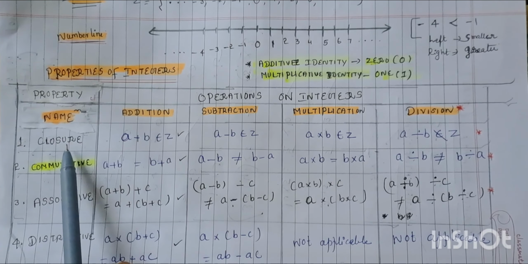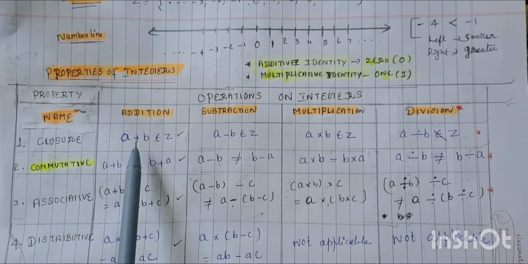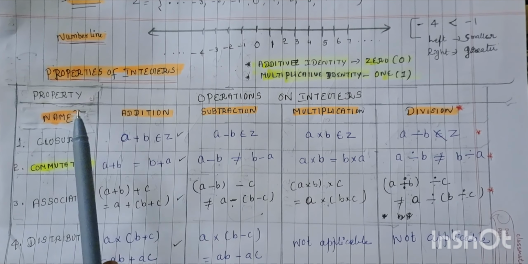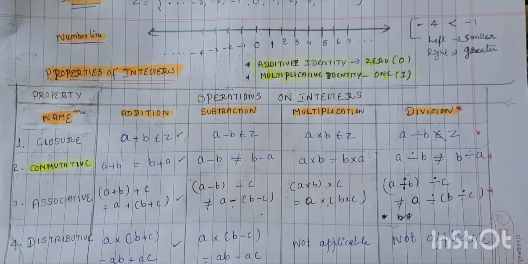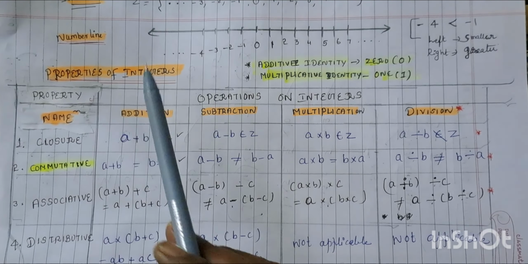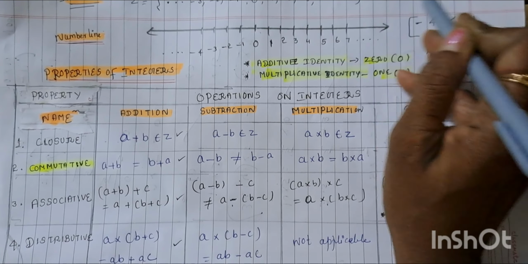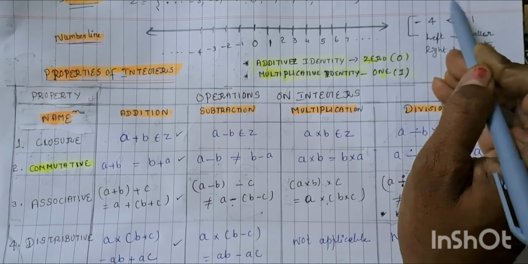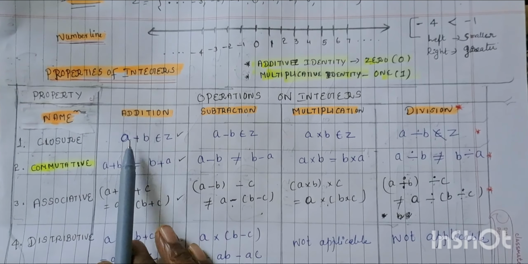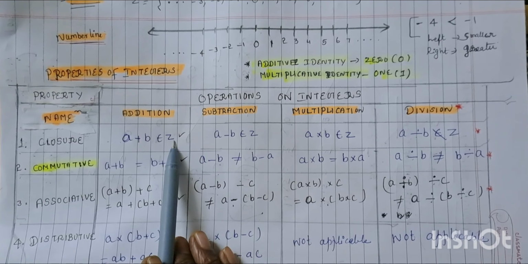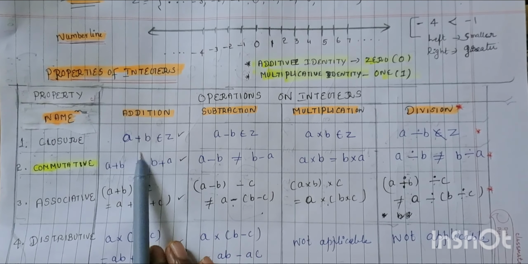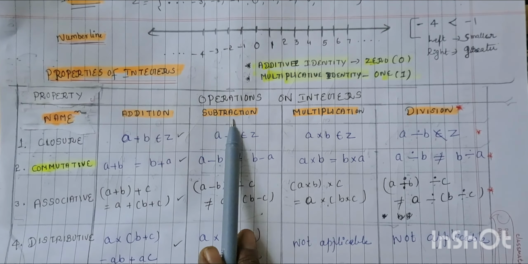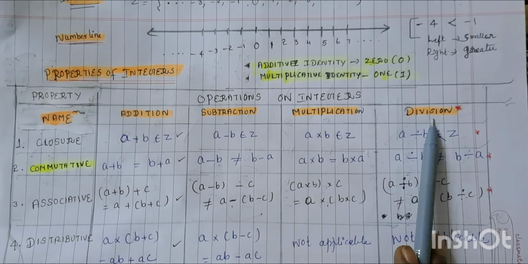Already I told you that closure means you have to take any two numbers. But here we are going to take them from the integers, because in the last class we saw whole numbers, so we took the numbers from 0 to infinity. But here it is minus infinity to infinity, and in between 0 will be there. That means negative numbers here, positive numbers here, and the center is 0. So if we take any two numbers from the integers and add them, the result is again an integer. So closure is satisfied for addition, subtraction and multiplication, but not for division.